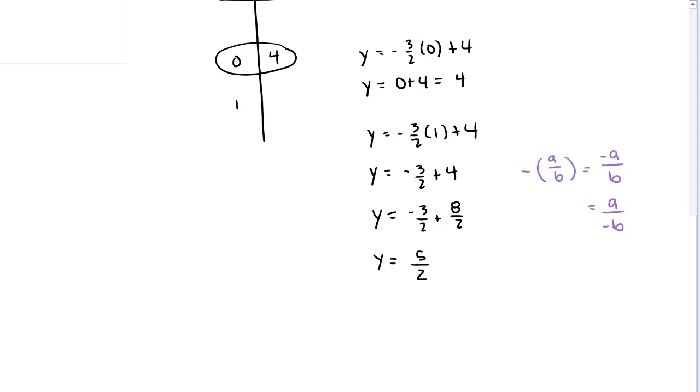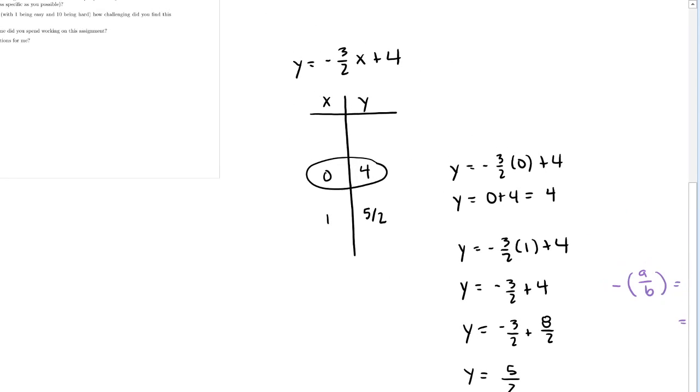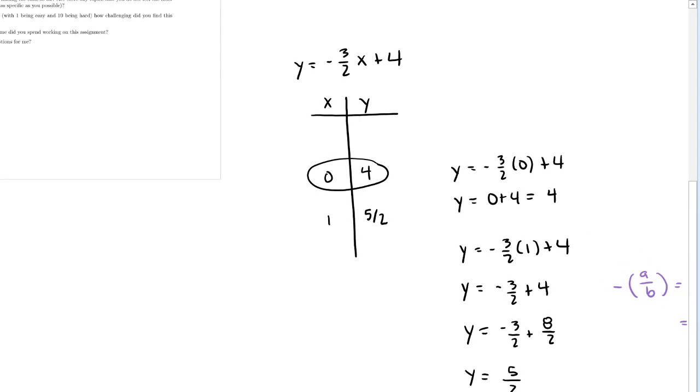So here, y would need to be 5 over 2 if x is going to be 1. So that's another solution. Maybe not as friendly, not as clean as you'd like, but that's another solution. And so that's going to be another point on this curve. And then maybe let's do one more example.